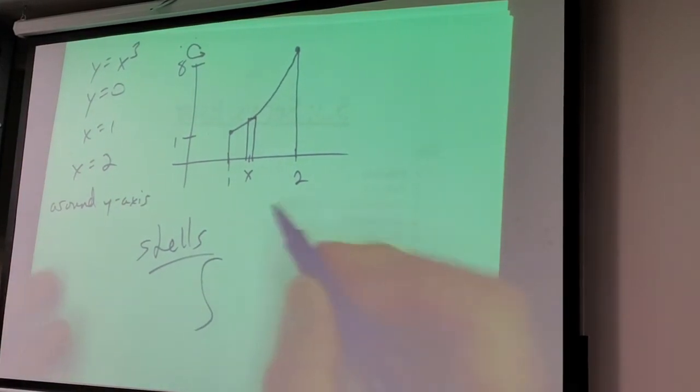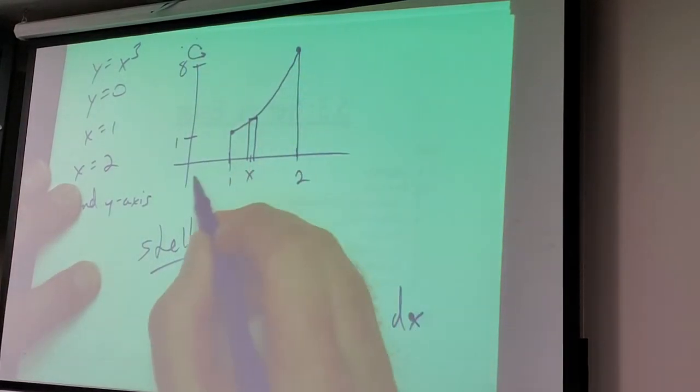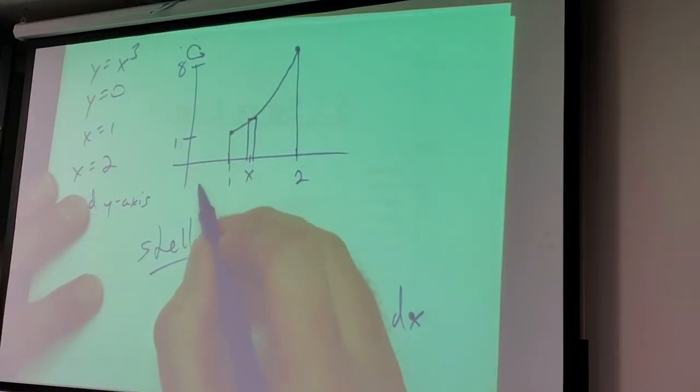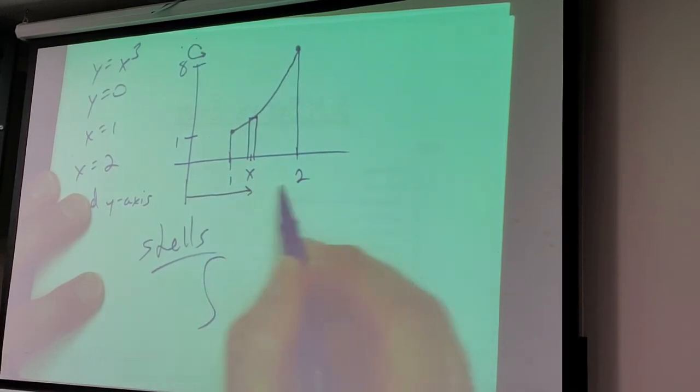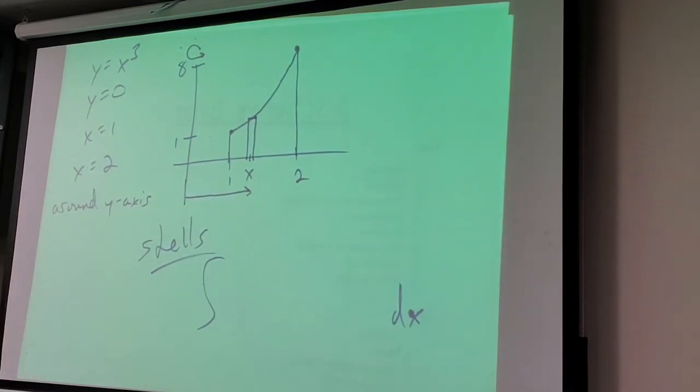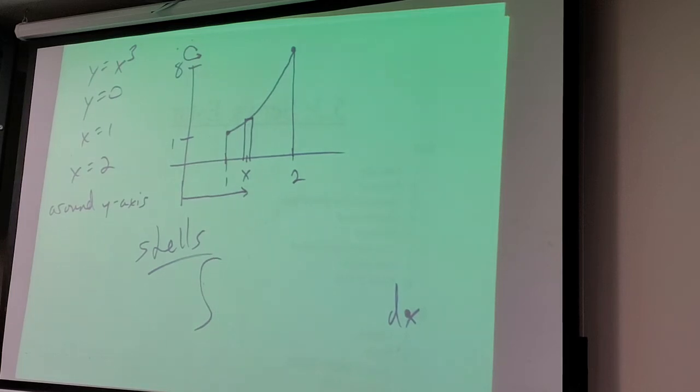So I'm rotating around the y-axis. So what's the radius? The really nice thing is, well, shells has a lot going for it. We'll do some examples, I want to see if you pick up on it. Yes? Why is it dx if we're rotating about the y?